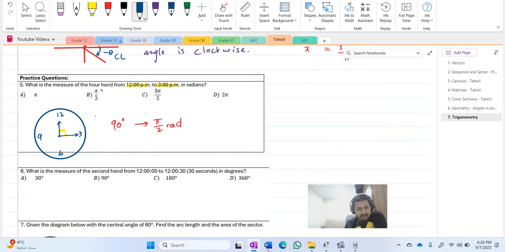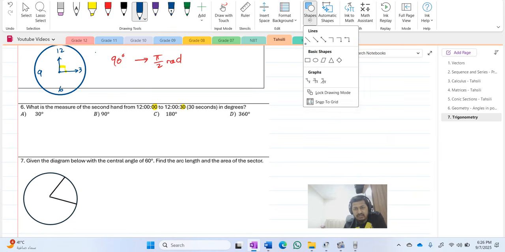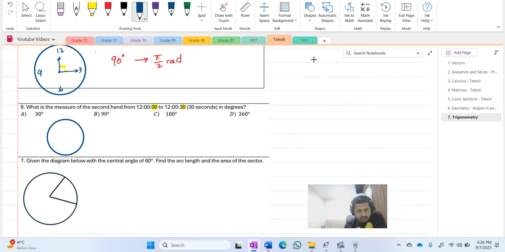Next problem. What is the measure of the second hand from 12 o'clock to 30 seconds? When we're looking at seconds, we're looking at the last values. So I'm going to draw this. Remember, that's the 60 seconds, and that is 30 seconds. That will be 15 seconds, that's 30 seconds, that's 45, and then you come back to 1 minute. So that's where it's moving.